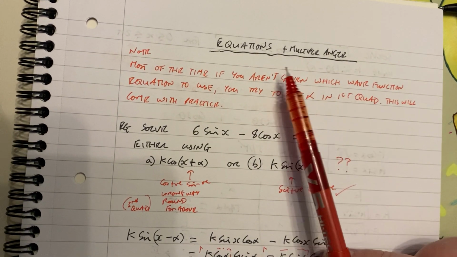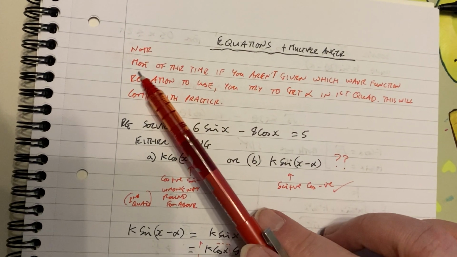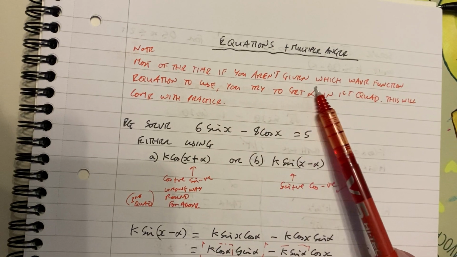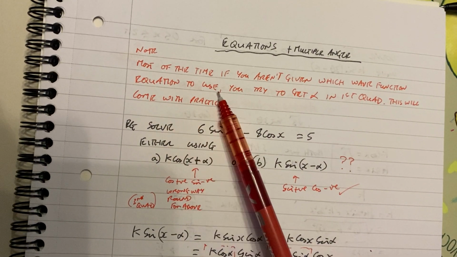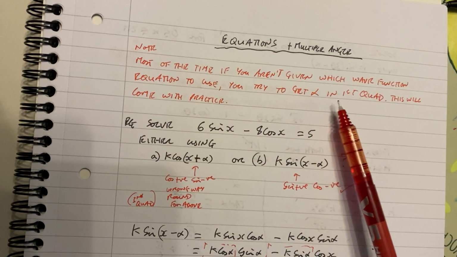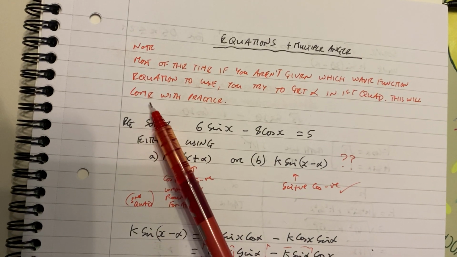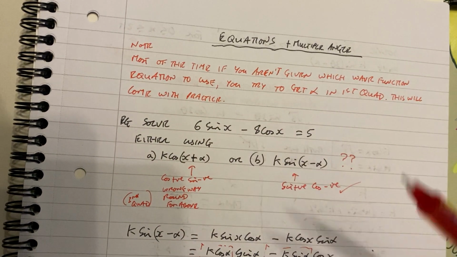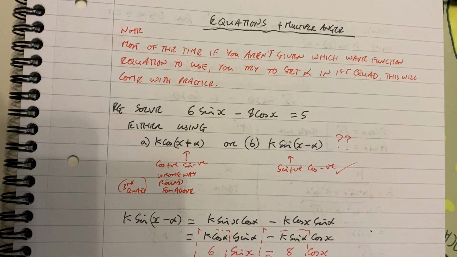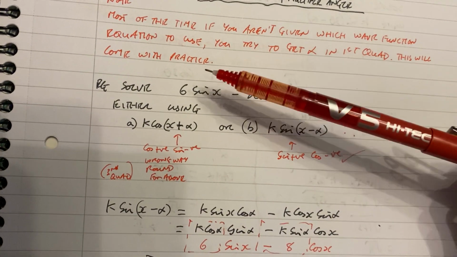So, equations in multiple angle. Most of the time, if you aren't given which wave function equation to use, you try and get alpha in the first quadrant. This will come with practice. A lot of the time it's easy. I'll explain how to do it and you'll find it relatively straightforward.